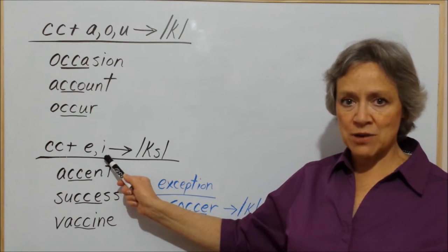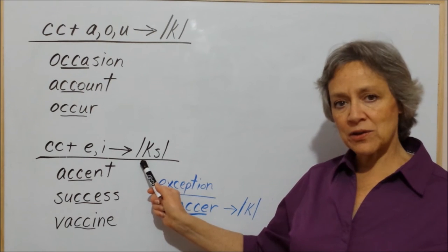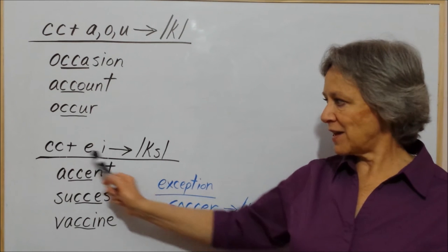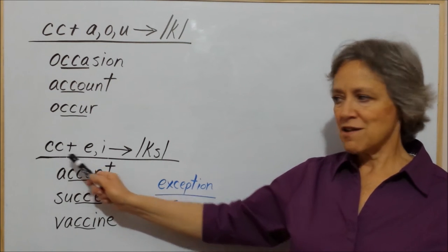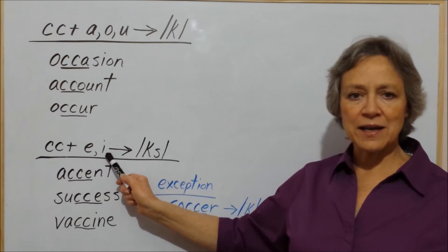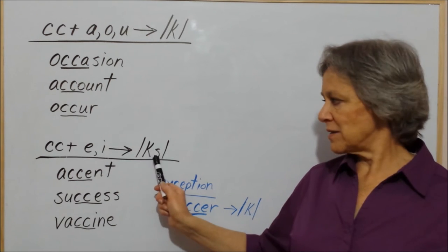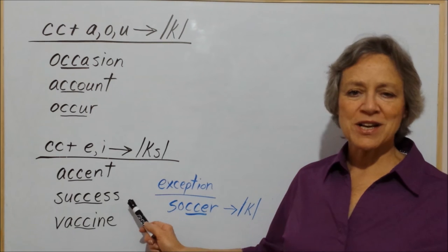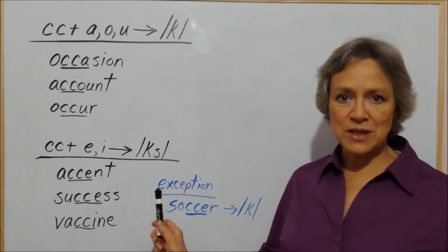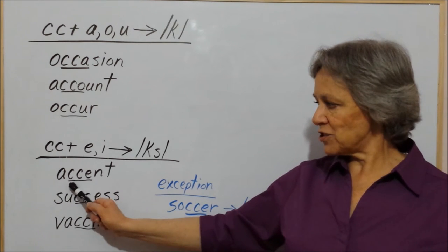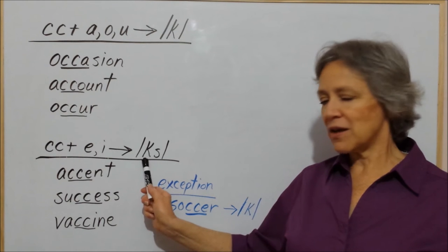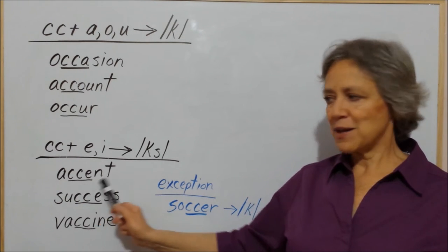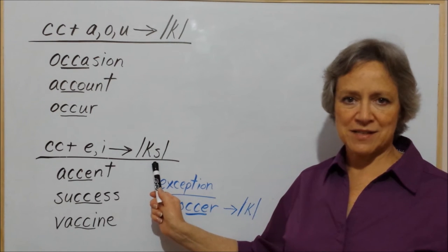However, when we have words with two C's followed by an E or an I, we often get two sounds. We get a k and an s. Earlier, I said that if we have one C followed by an E or an I, it usually makes the s sound. In these examples, these words have two letter C's. The first C makes the k sound. The second C makes the s sound.